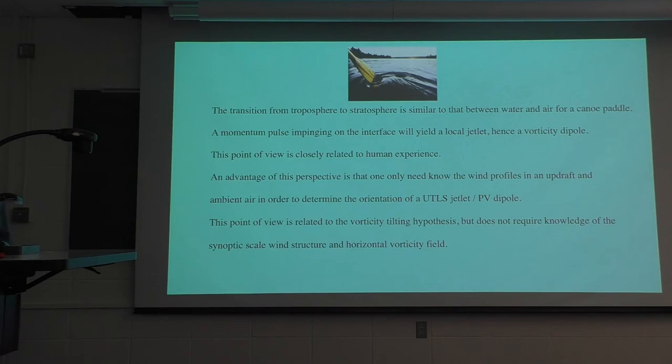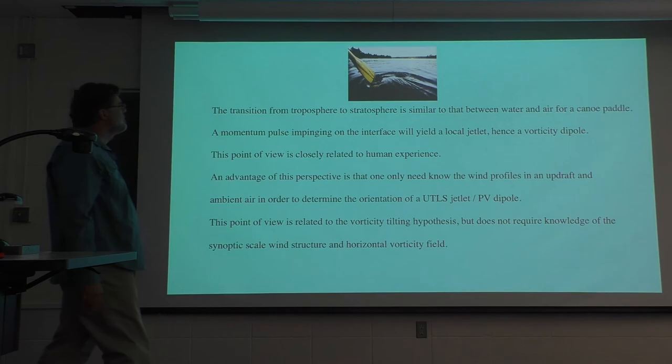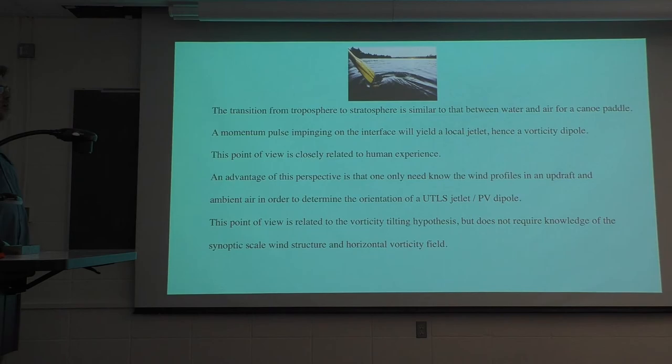Well, it's up to you whether you buy this. Maybe this is a bit mystical, but we'll just read this. The transition from troposphere to stratosphere is similar to that between water and air for a canoe paddle. A momentum impulse impinging on the interface will yield a local jetlet, hence a vorticity dipole. This point of view is related to human experience.